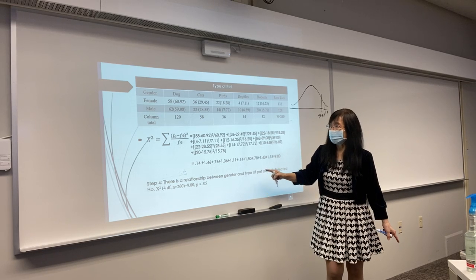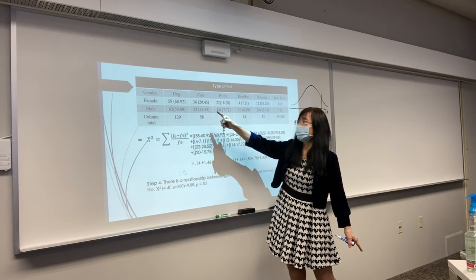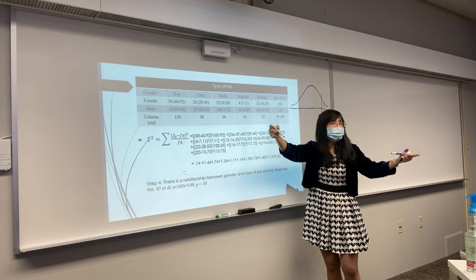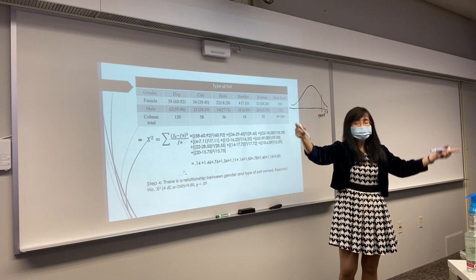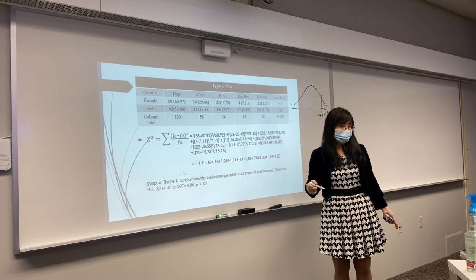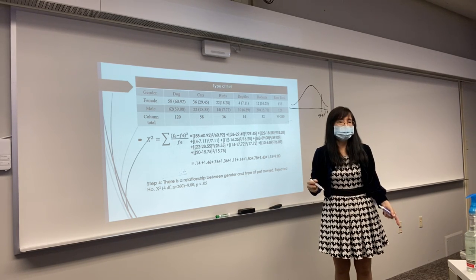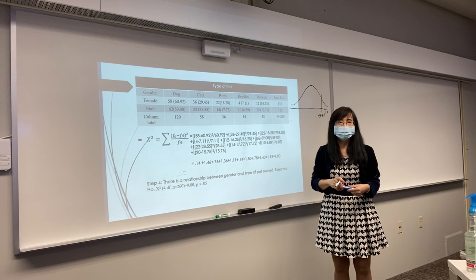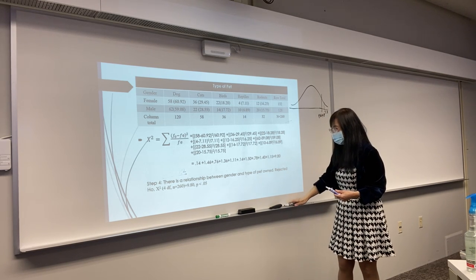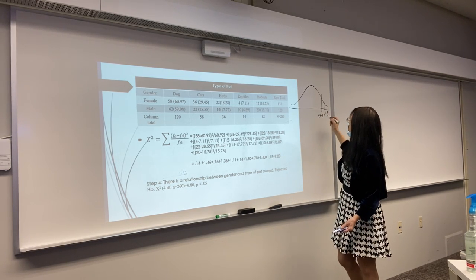Okay? So when you reject, that means gender and type of pet have a relationship. The relationship, okay? Male and female, their favor to the pet, they are different. Okay. Yes, Anna? Now I'm confused again because you said for P to be less than or greater than, the number's supposed to be.